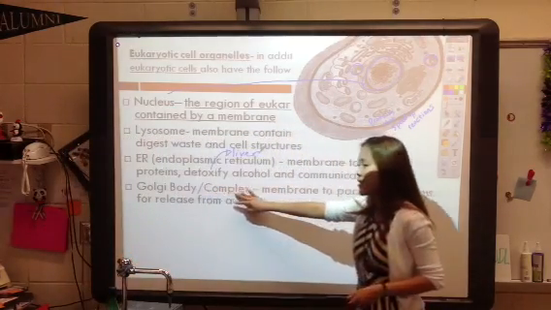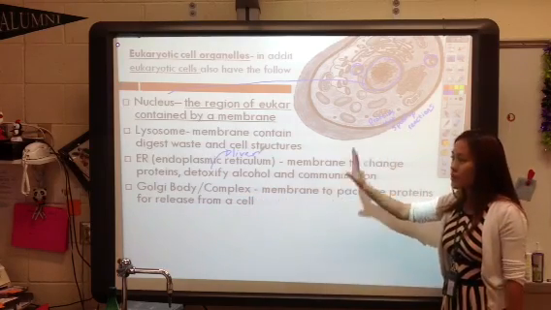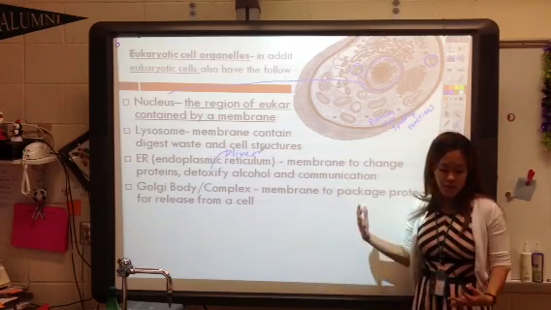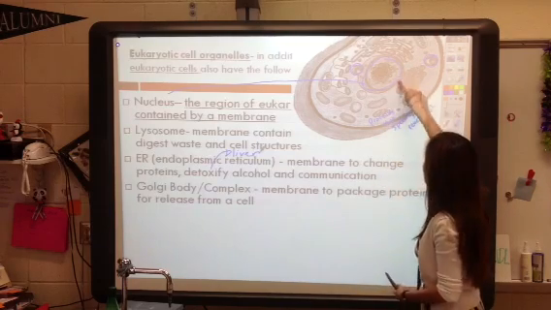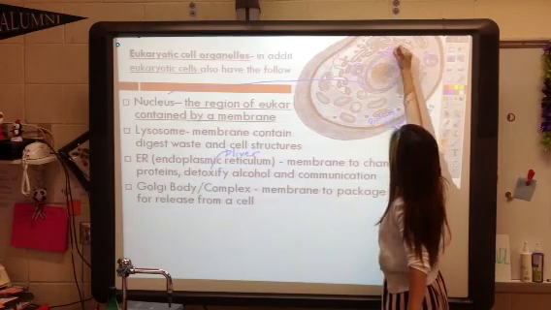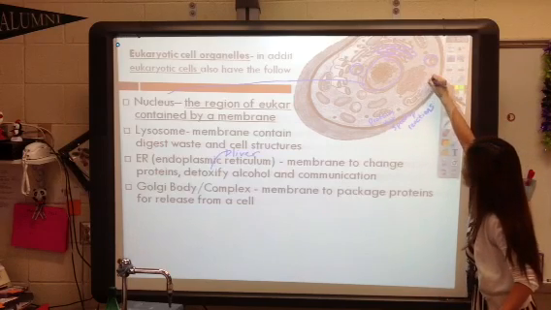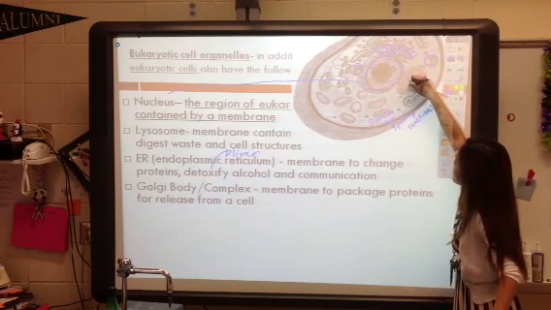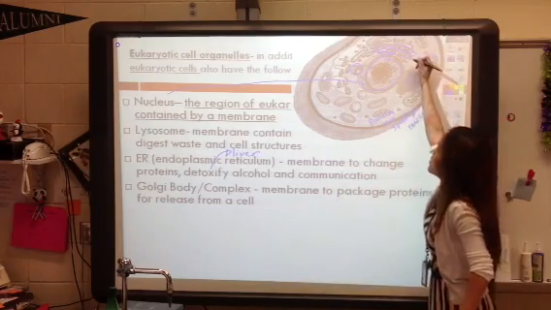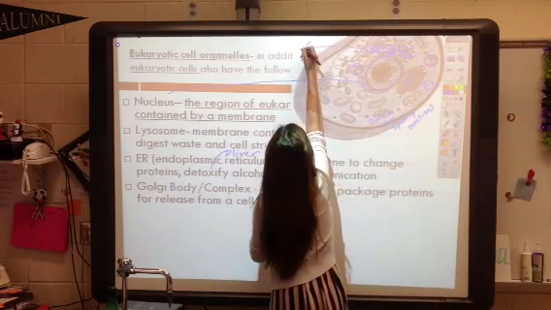Then you have your Golgi body, sometimes also known as a Golgi complex. And this is a membrane, again, notice that they're all membranes, to package proteins for release from a cell. So sometimes what you'll have is this ER right here. I'm sorry, this is your ER. The ER, if you notice, has little connections between it. And your Golgi body or Golgi complex is going to be those separate stacks like pancakes that are on top of each other. So on the top of this cell, there's your Golgi.